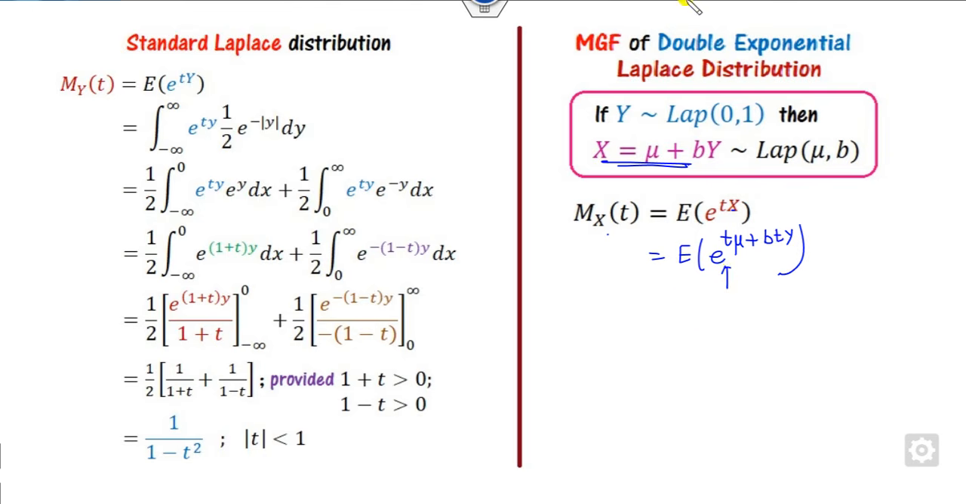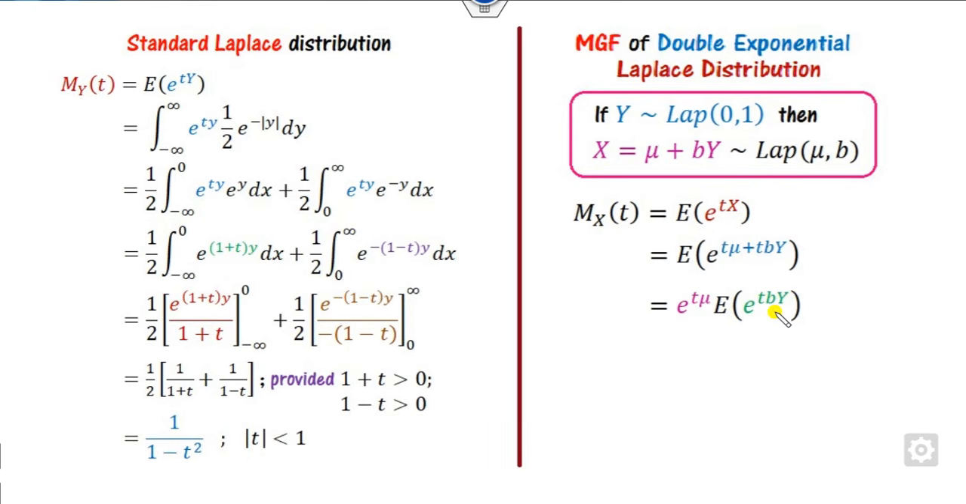This part is constant. You can see this part is constant with respect to y, so it can be taken outside. So what is that? This is e raised to b t of y. Now how can you write that? This is nothing but the moment generating function of the y with the parameter of here. Now we know that the moment generating function of y is here, so I can simply replace t with tb. So that is 1 over 1 minus t square b square, provided tb is less than 1. That's the moment generating function of the double exponential.